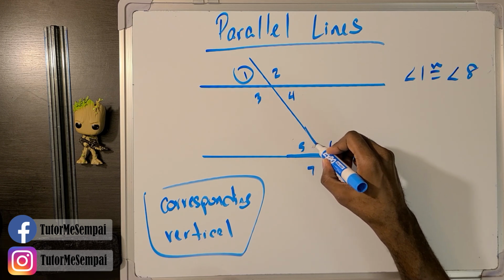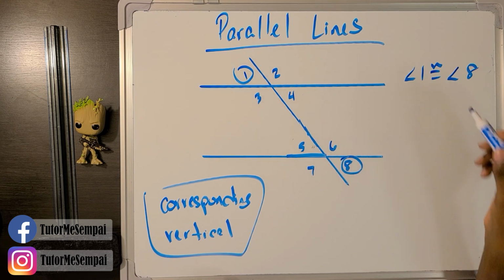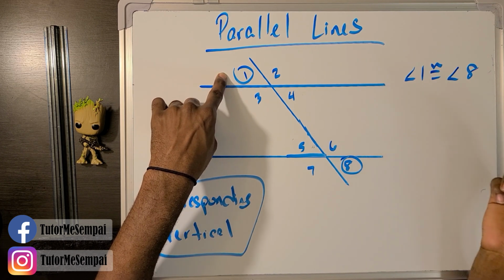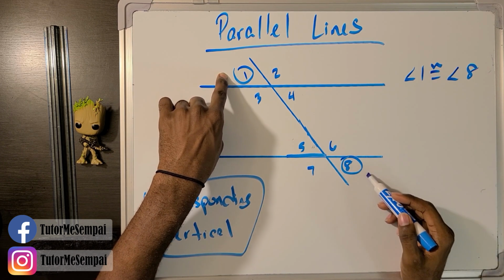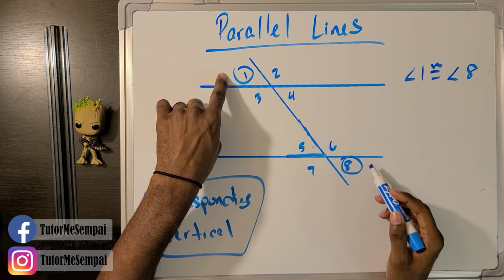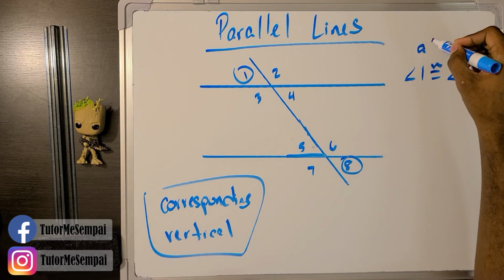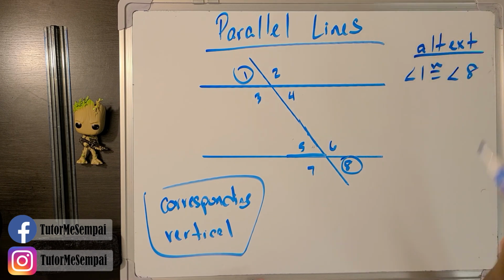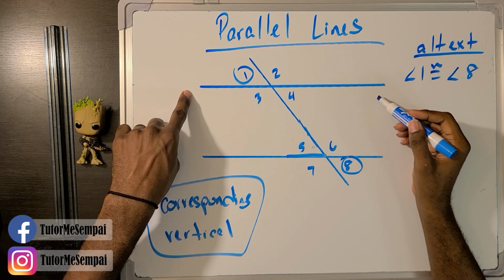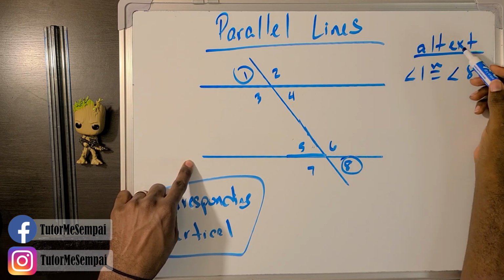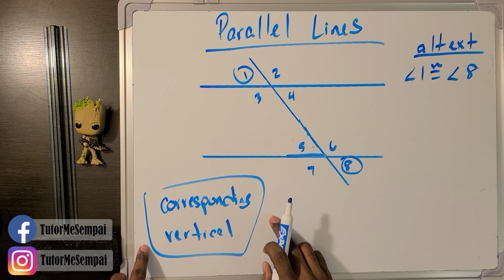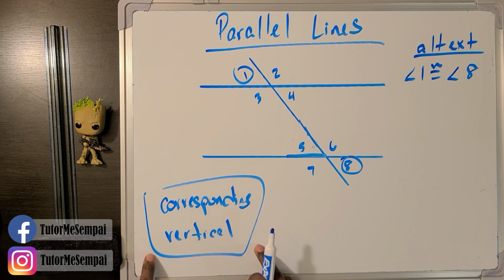What are angle 1 and angle 8? Angle 1 is an exterior angle, and so is angle 8. And it seems like they're on opposite sides. So we have an alternate exterior rule here. Whenever we have these parallel lines, your alternate exterior angles seem to be congruent because of what we know about corresponding angles and vertical angles.